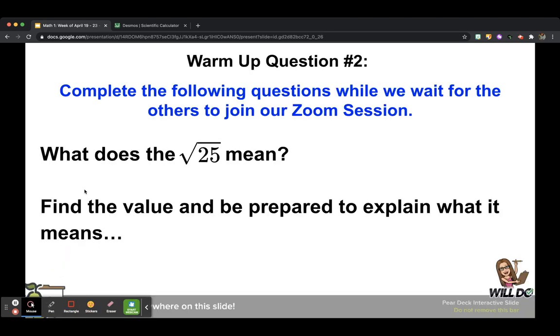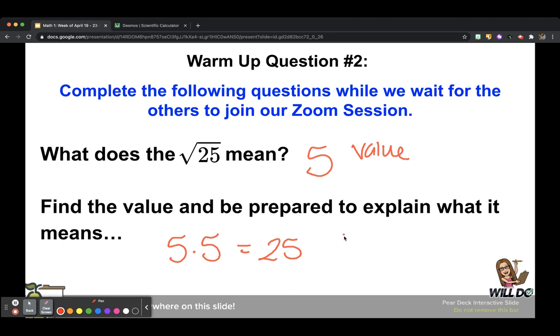Okay, so what does the square root of 25 mean? Yes, the square root of 25 is 5, but what does that mean? Taking it a step further, we know that the square root of 25 has the value of 5. That is the answer. But what does that particularly mean? That just means that you have 5 times 5, and that is equal to 25. And the square root of 25, again, is that inverse or opposite operation.